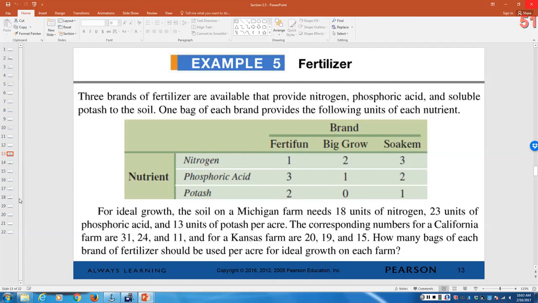For ideal growth, a Michigan farm needs 18 units of nitrogen, 23 units of phosphoric acid, and 13 units of potash per acre. The corresponding numbers for a California farm are 31, 24, and 11, and for a Kansas farm are 20, 19, and 15. How many bags of each brand for each state for their farm?